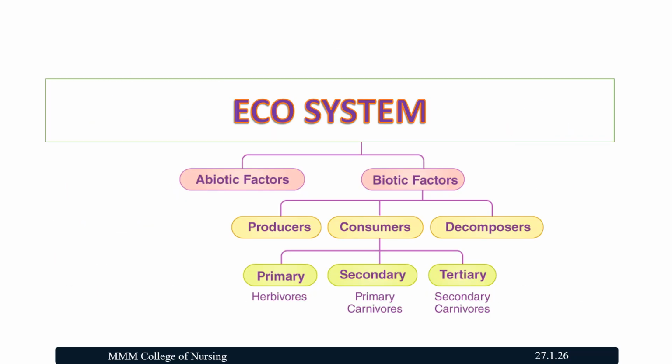Ecosystem, we have two components, abiotic factors and the biotic factors. Under biotic factors, again three subdivisions are there: producers, consumers and decomposers. Consumers, again it is subdivided into three types. Primary consumers, herbivorous comes under primary consumer. Secondary consumer, primary carnivorous comes under secondary consumers. Tertiary consumers, secondary carnivores we termed as tertiary consumers. We will discuss one by one.